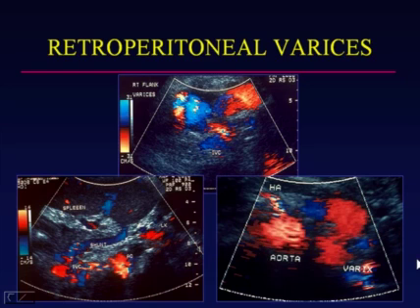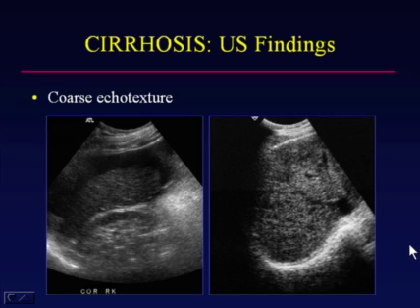Now, cirrhosis is a different phenomenon than portal hypertension, though it often occurs with portal hypertension. However, you can have cirrhosis without portal hypertension, and you can have portal hypertension without cirrhosis. So I just want to point out that the ultrasound findings of cirrhosis are different than the ultrasound findings in portal hypertension. They are not the same thing. And these are really not so much vascular findings as changes in the contour and the echo texture of the liver. So the first thing that you will see is a coarse echo texture of the liver.